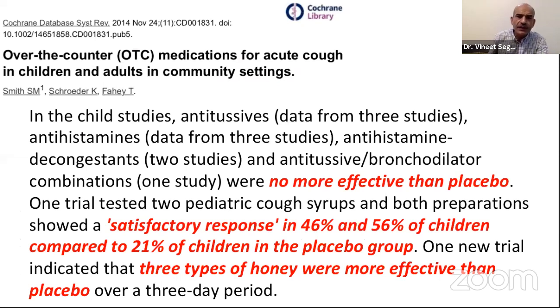In a slightly more recent publication, 2014, a Cochrane review database, they reviewed the RCTs and meta-analyses that were available, and said that antitussives, antihistamines, antihistamine plus decongestants, and antitussive bronchodilators were no more effective than placebo. However, they also said that 2 pediatric cough syrups showed a satisfactory response of 46 and 56% compared to 21% in the placebo group. And they also said that 3 types of honey were more effective than placebo.